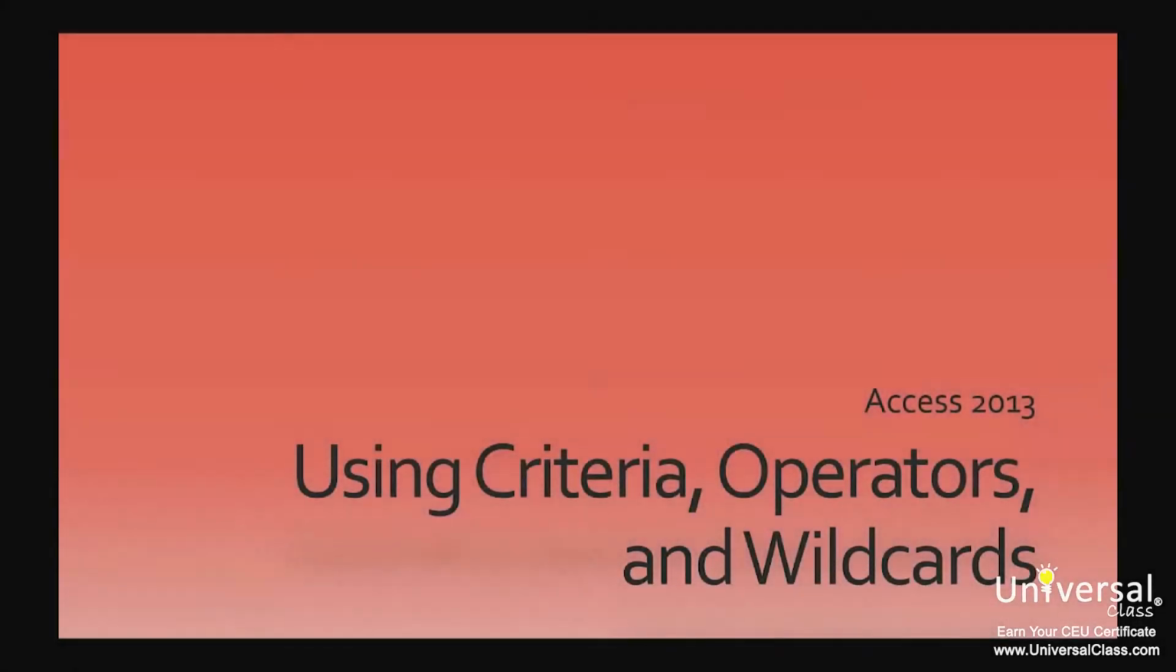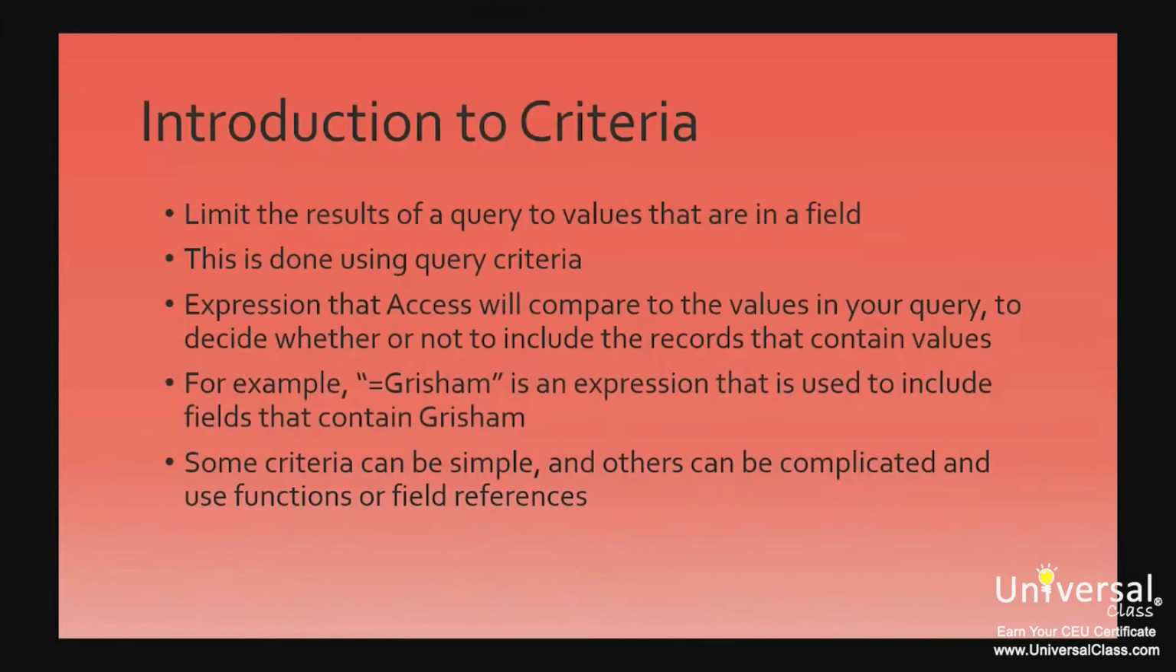Using criteria, operators, and wildcards. You can limit the results of a query to values that are in a field. This is accomplished by using query criteria. Query criteria are expressions that Access will compare to the values in your query fields to decide whether or not to include the records that contain values.